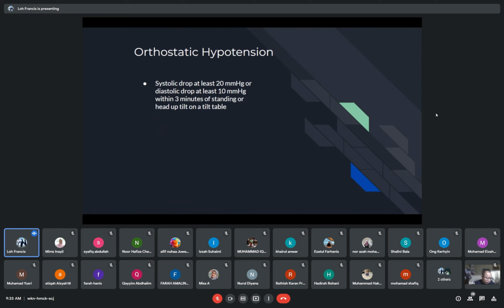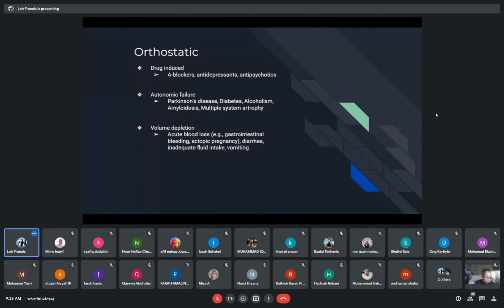Orthostatic hypotension is defined as a systolic drop of at least 20 millimeters of mercury or a diastolic drop of at least 10 millimeters of mercury within 3 minutes of standing or sitting up on the table. Other miscellaneous causes of orthostatic syncope include drug-induced causes, like alpha blockers, antidepressants, or antipsychotics. Look for autonomic failures, such as Parkinson's disease, diabetes, alcoholism. And the most severe is patients who come with acute blood loss, such as GI bleeding, ectopic pregnancy, or diarrhea or vomiting.